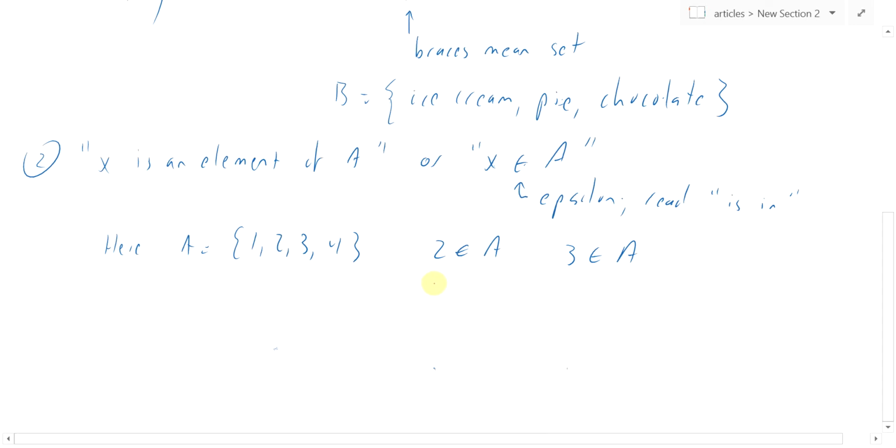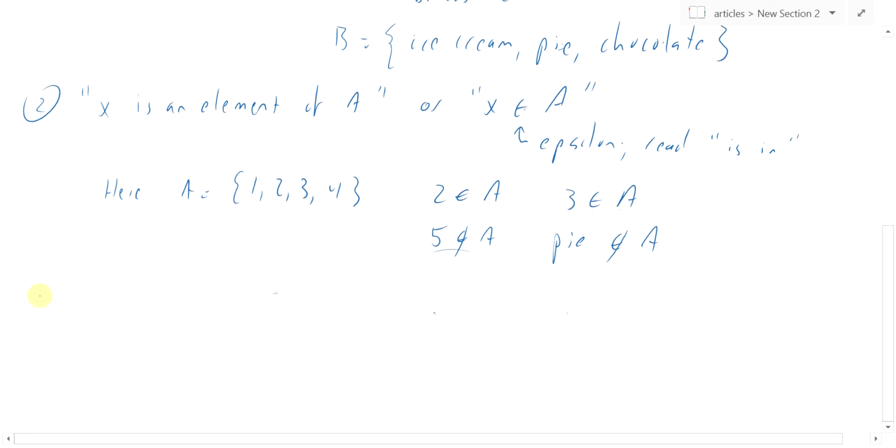But 5 is not in A, because 5 doesn't show up in that list. Pi is also not in A because it doesn't show up in the list. So this symbol means that it's in, or it's an element of the set, right? 3 is in the set, 5 is not in the set. And in math, not in means just put a big slash through it. Okay, so that's a second notation.